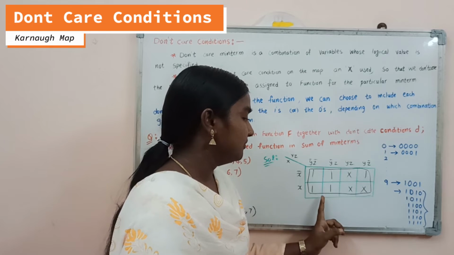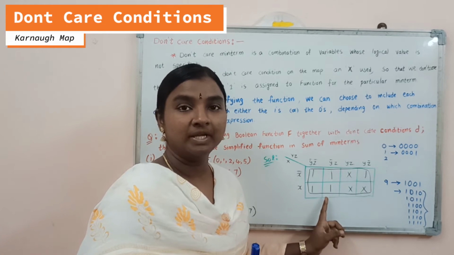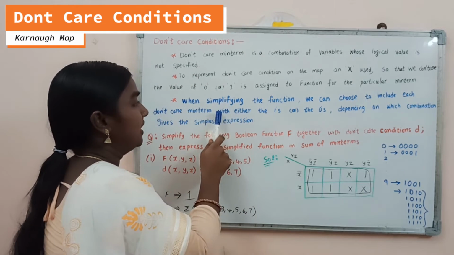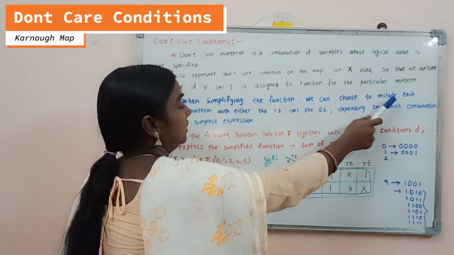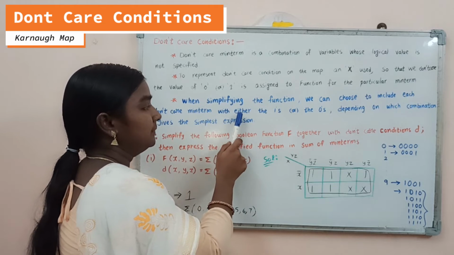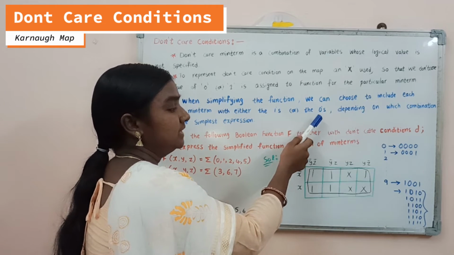Now if we observe this first question's 3-variable K-map, in total all the 8 minterms are filled up with ones and don't cares. According to this point, when we are simplifying the function, we can choose to include each don't care minterm with either ones or zeros.